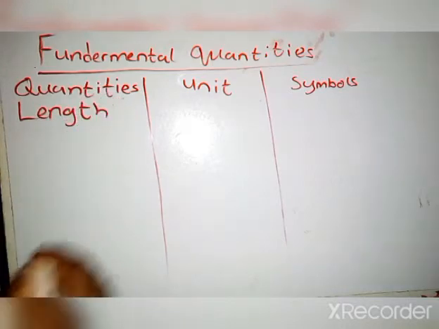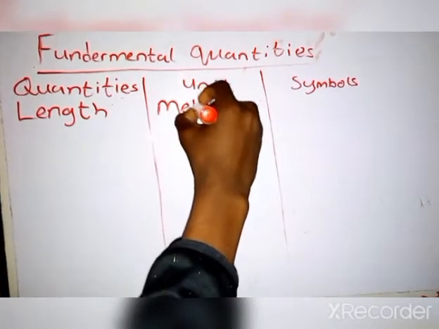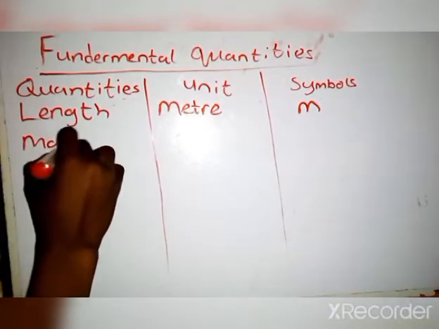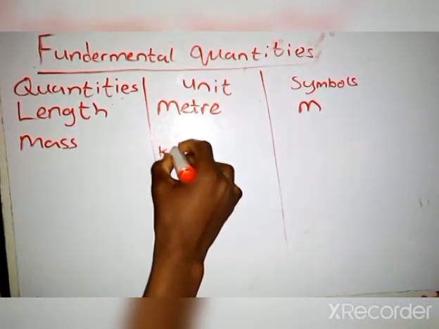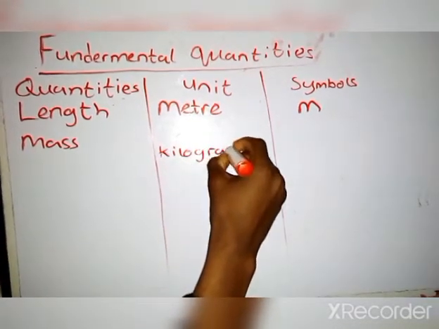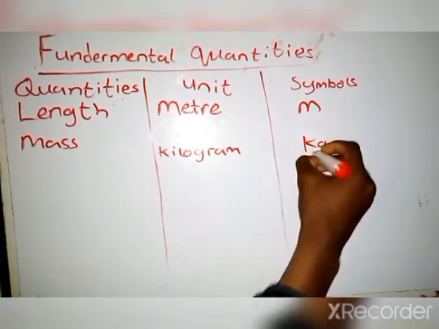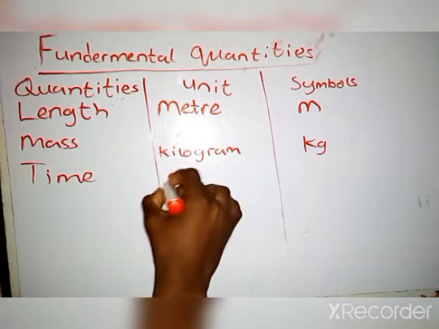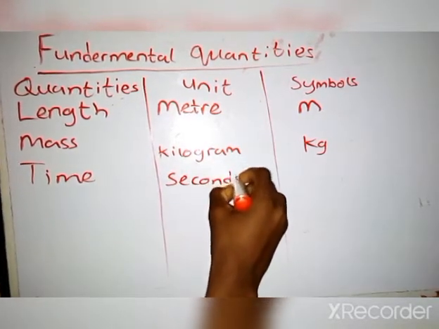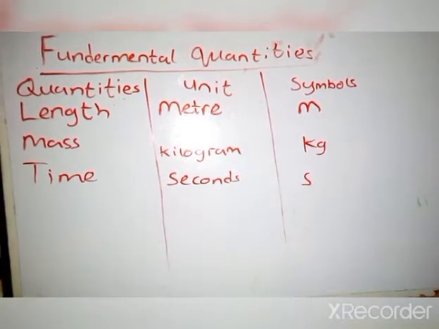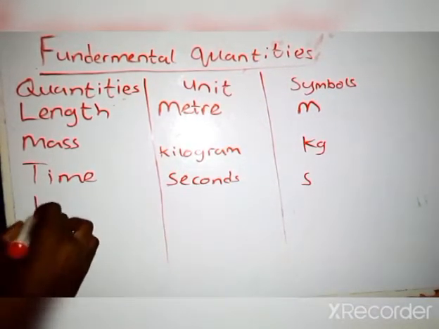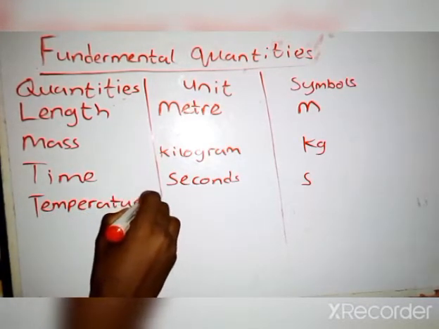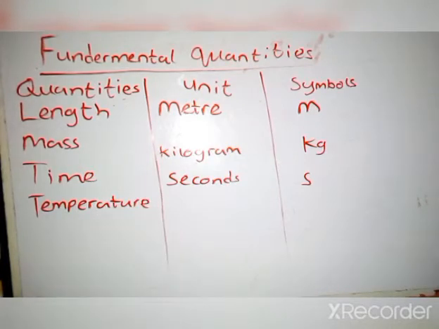It is measured in what? Meter. We have mass, measured in what? Kilogram, kg. We have time, measured in seconds. Yes. We also have temperature. Temperature is measured in Kelvin.